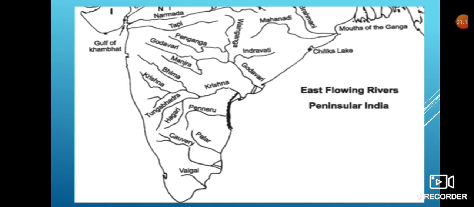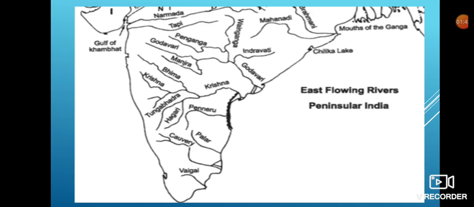The other river which flows towards the western side is river Tapi, which is just below river Narmada. It rises in Maharashtra and flows towards the western direction, and parallel to river Narmada it also falls in the Arabian Sea. River Tapi also makes an estuary.